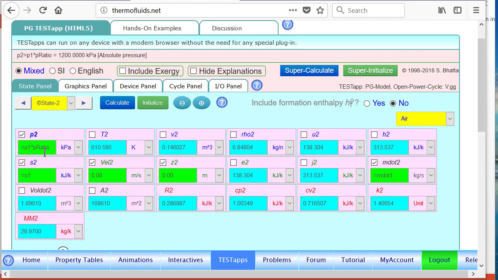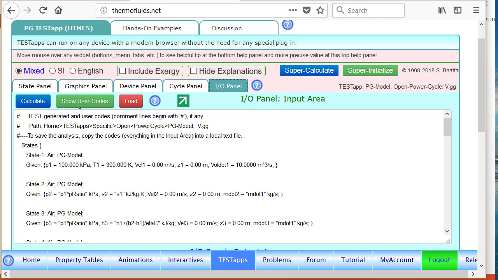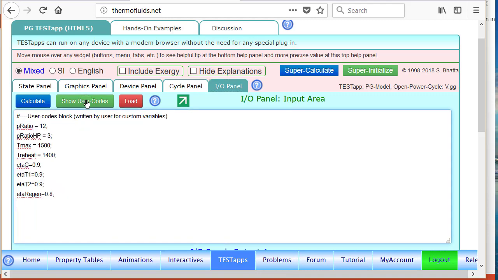Where is the pressure ratio defined? Obviously, in the I/O panel. Let's just see the user panel, user codes. You can see that the high pressure turbine ratio is 3, the pressure ratio is 12, maximum temperature, reheat temperature, temperature after reheat, and the compressor and two turbine efficiencies. They're all equal, but we can easily make them different. And finally, the efficiency of the regenerator. These are all variables, parameters of the problem.